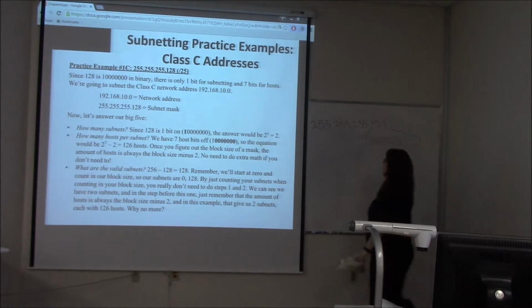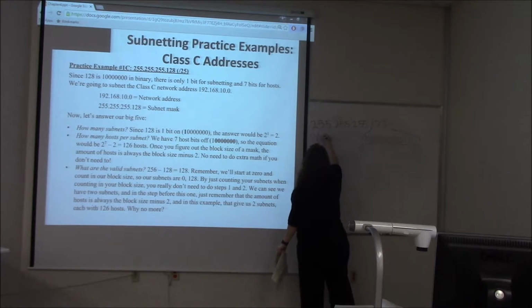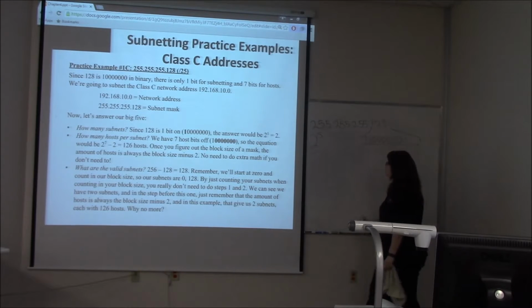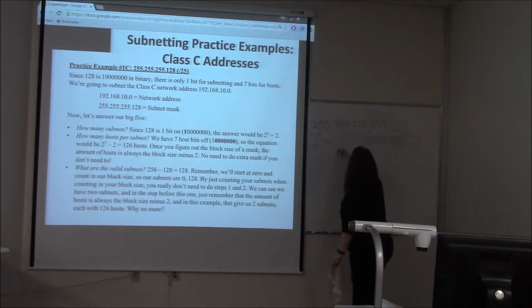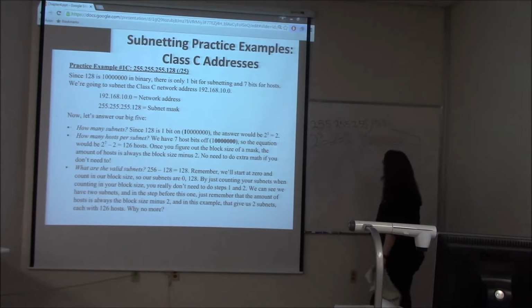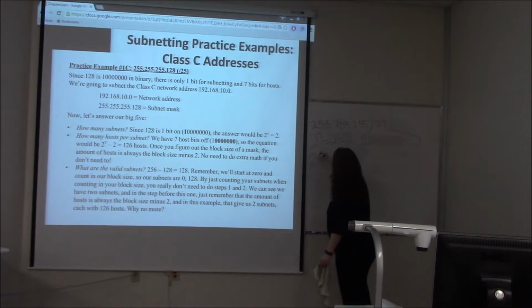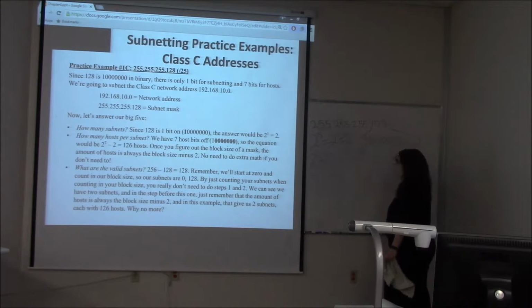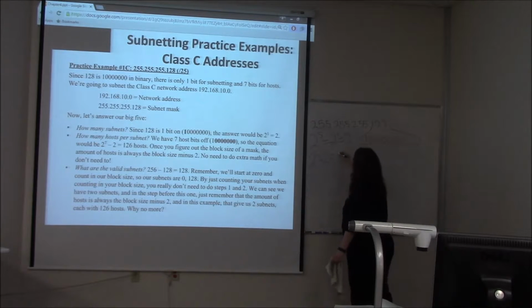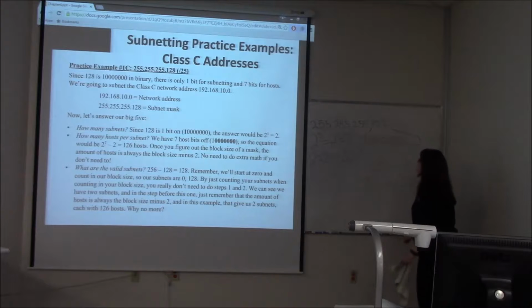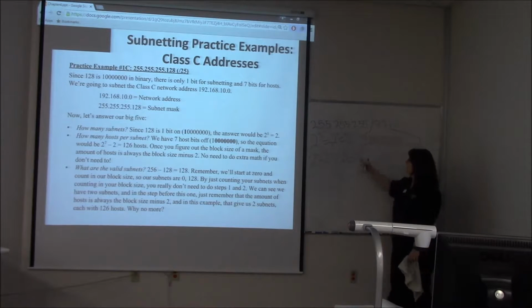So how many subnets do I have? That would be 2 to the S, 2 to the first equals 2. And if I want to talk about my available hosts, 2 to the H minus 2, which is 2 to the 7th minus 2, 126. So with this configuration, I have 2 subnets and 126 hosts on each subnet.